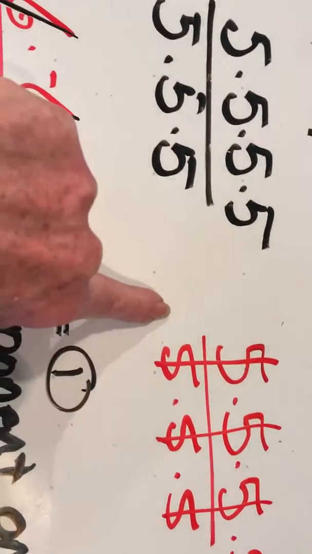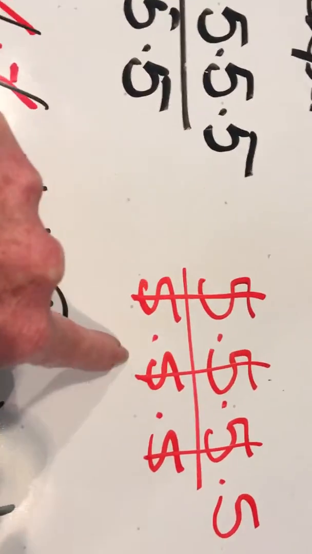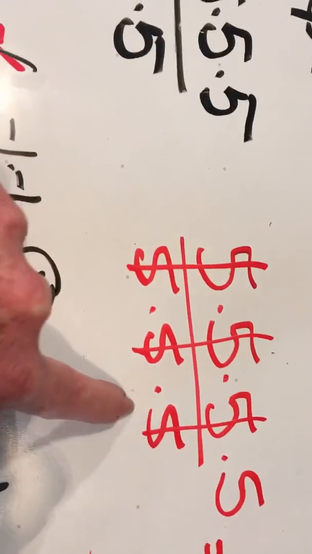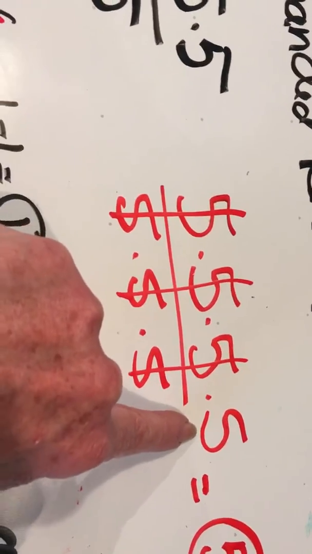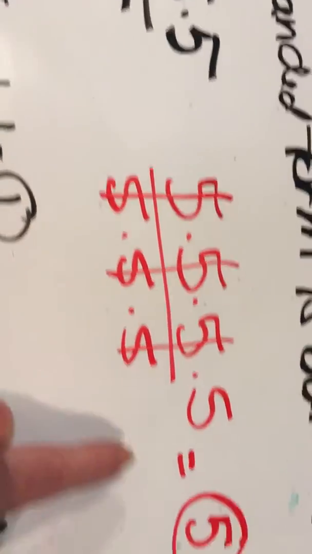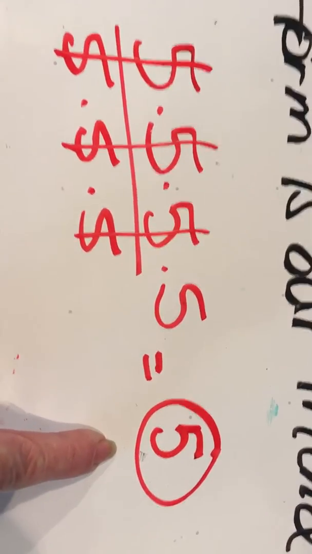5 divided by 5 is 1. Each pair gives 1, so you have 1 times 1 times 1 times 5 on top, 1 times 1 times 1 on bottom. Your answer is good old 5.